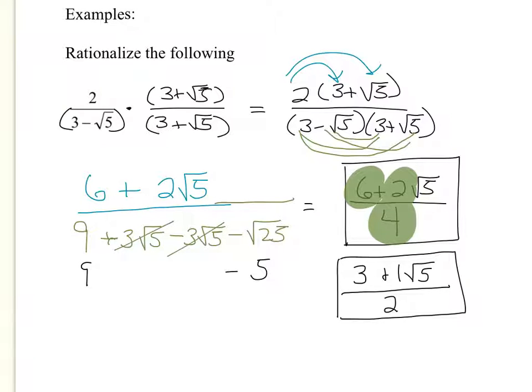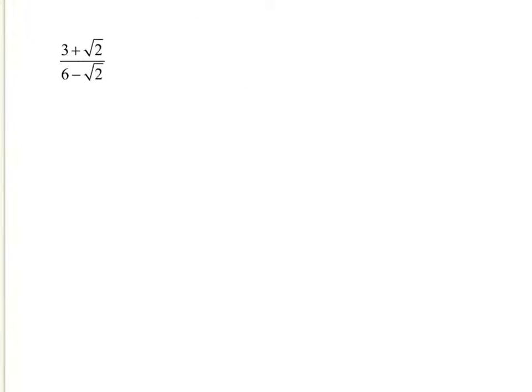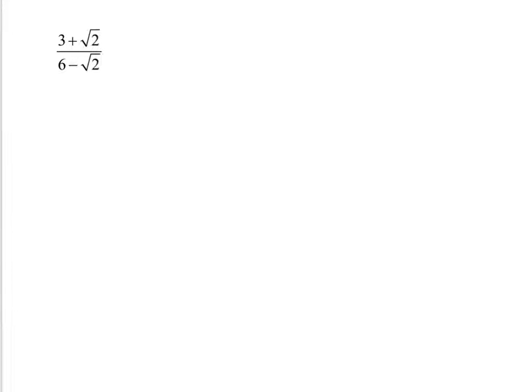Okay, let's look at one more example. So here we have two binomials. We have a binomial on top and a binomial on bottom. So when I multiply, I'm going to take the conjugate of always the bottom. So I'm going to multiply by 6 plus square root of 2, or 6 plus radical 2. So a very similar idea. We'll just have to FOIL twice.